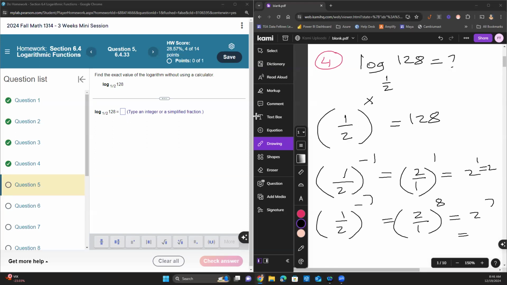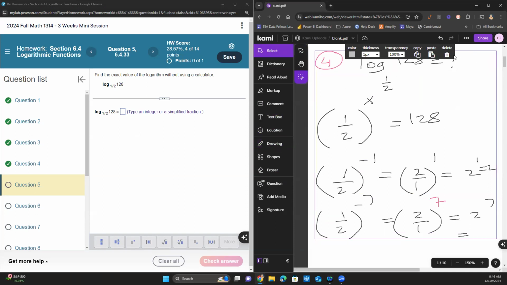So for this question on my assignment, this is not 8, but in my case this is the 7th power. So the expected answer on the homework will be negative 7, but for some reason I'm not able to enter it. So you got the idea. We're going to move to the next question.